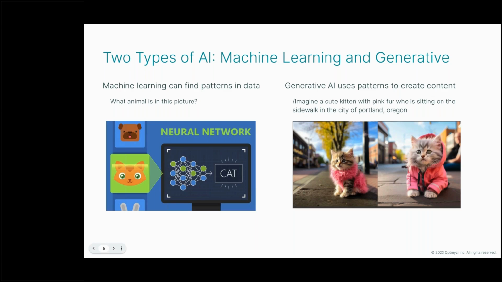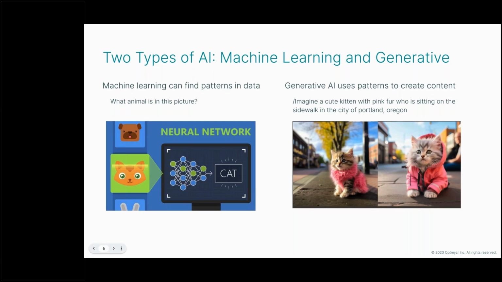And AI, by the way, has been around since the 1960s, but it's only been in the last couple of years that, thanks to Moore's law, computing has been fast enough to really do some of these things in a meaningful way. But now generative AI is a version of machine learning, but it uses patterns to create new content. And so it's not about asking, is this a picture of a cat? But it's about literally saying, I would like a picture of a cat with pink fur who's sitting on the sidewalk in the city of Portland, Oregon.